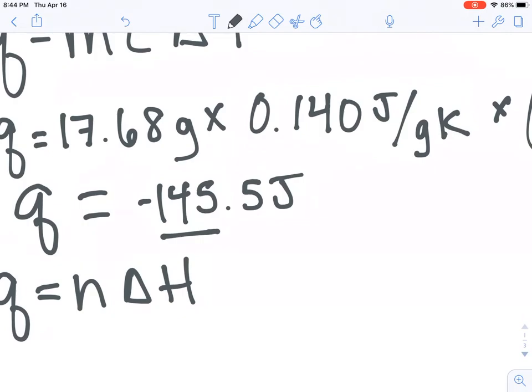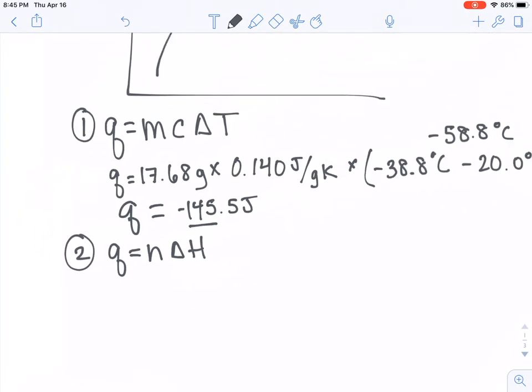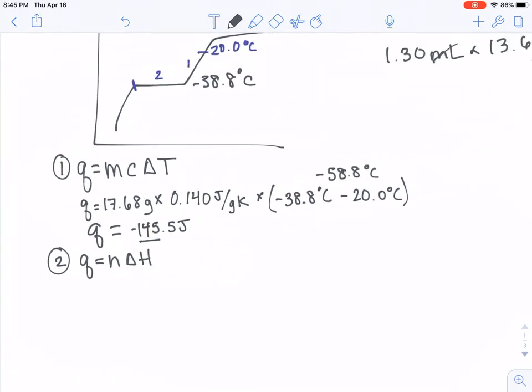And this answer should have 3 sig figs. So I'll kind of just mark it there. So my answer there would be to the ones place. All right. Remember, the K cancels out because a change in temperature in Celsius would be the same as it would be in Kelvin.